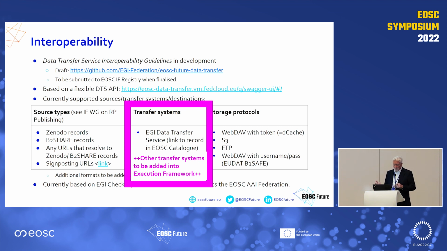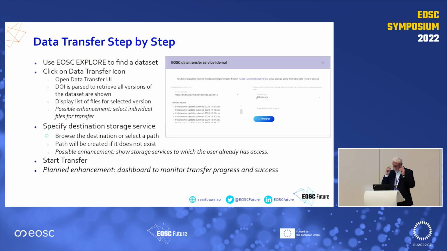So again, EGI data transfer is what's in there now, but our other transfer systems are planned to be added into the execution framework. You know, Globus is a good example. So step by step, you would use EOSC Explorer to find a data set. You'd click on the data transfer icon, and this icon would be presented to you because the data set conformed to the necessary formats that we're supporting, as described on the prior slide. You would then open the data transfer user interface.